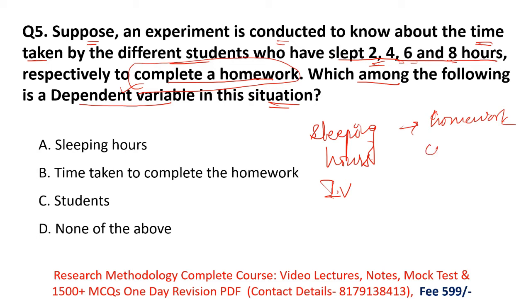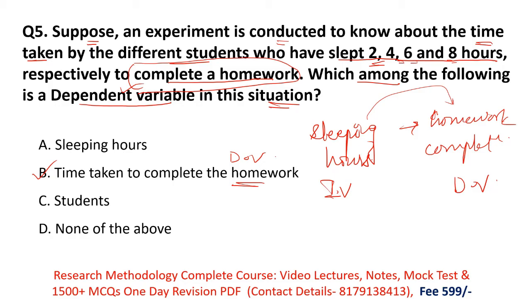Homework completion here is the dependent variable, because what they are measuring is the sleeping hours of the students, and they are seeing the effect on homework completion. You can see the sleeping hours of every student is changing. That's why sleeping hours is the independent variable and homework completion is the dependent variable, because you are seeing the effect of sleeping hours on homework completion. So that's why the time taken to complete the homework is the dependent variable. So for this question, option B is the right answer.